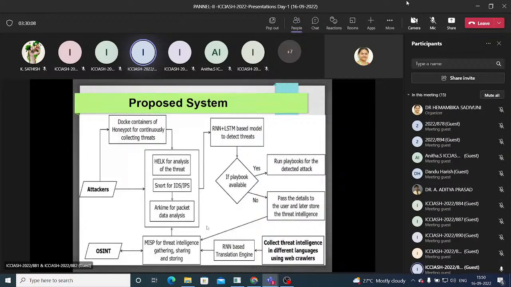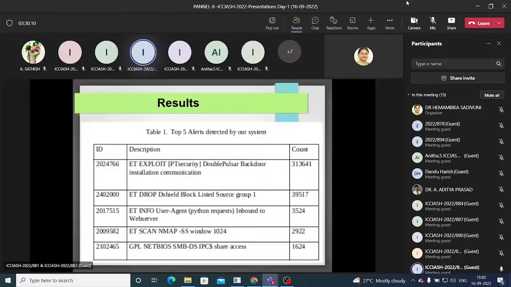So this is our proposed system, by which we have found 5 different alerts from our system, and we have given some very interesting counts here for all these types of attacks. So these are the 5 alerts that come from our multiple honeypot structure that I have described in our proposed system.